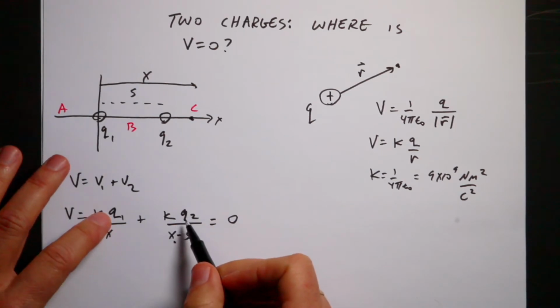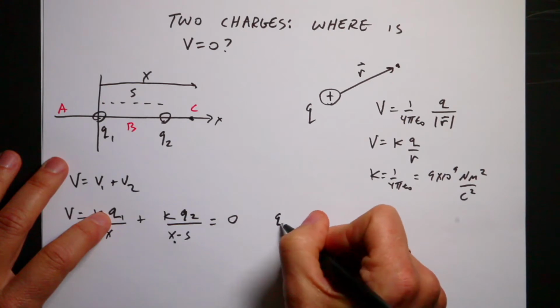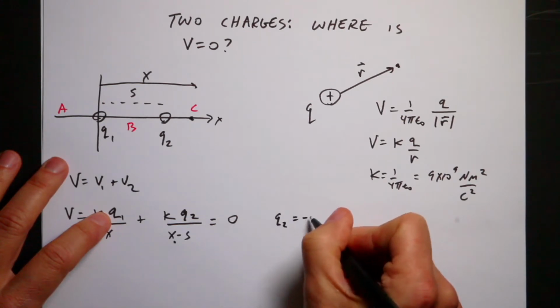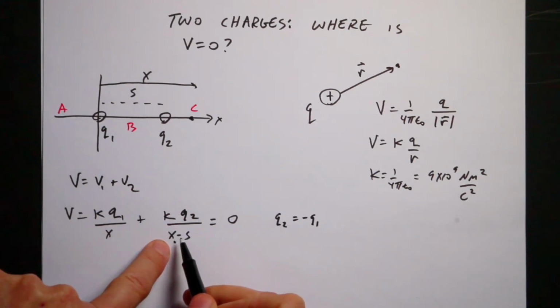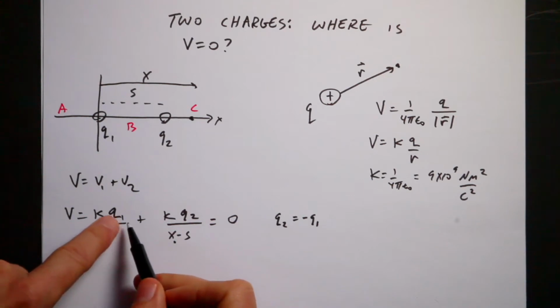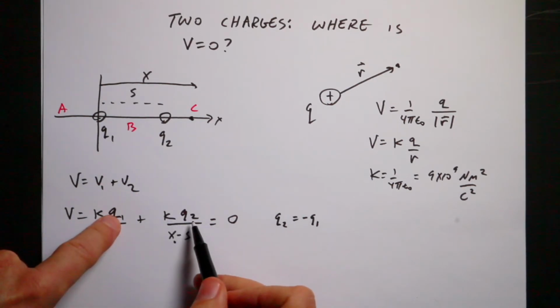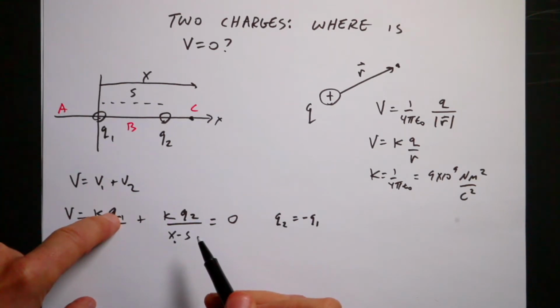So in order for these two things to cancel, two things must be true. One, Q2 has to be negative Q1. The distances can't be negative because they are the magnitude of r. And if I want to add these two things together, they have to be opposite charges in order to add up to 0. That's the only way that's possible.